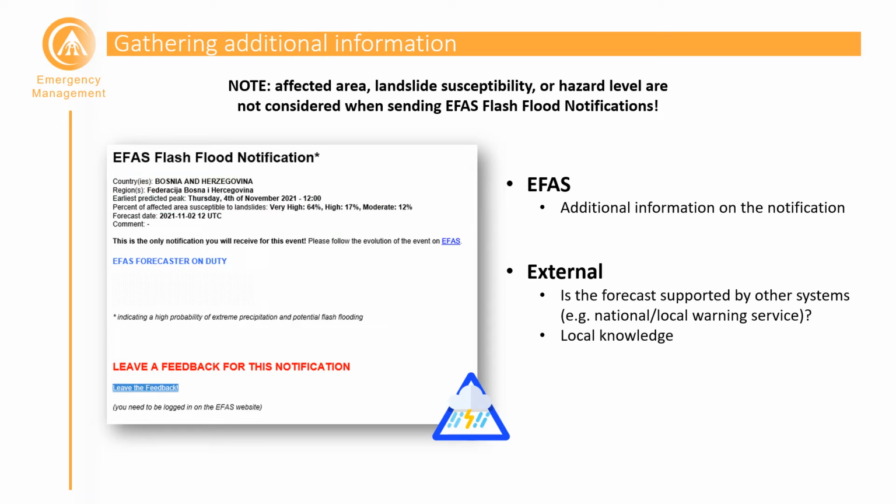You might have noticed that the criteria for issuing flash flood notifications do not include any concerns about the affected area, the landslide susceptibility, the hazard level, and so on. These are factors that are not considered and should therefore be checked after you receive such a notification. And this can be done within EFAS. Additionally, it's also important to check whether this notification is supported by other systems such as national or local warning services, or even your local knowledge.